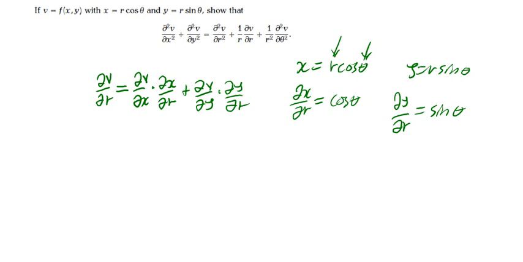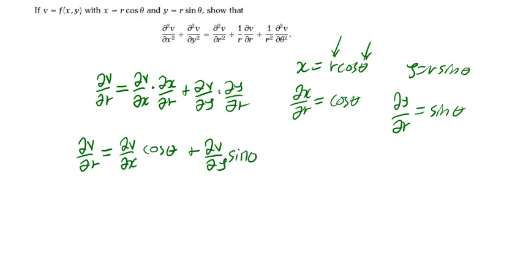So this is going to end up to be partial of v with respect to r equals partial of v with respect to x, times partial of x with respect to r. We have found cos theta. Plus partial of v with respect to y, times partial of y with respect to r, we have found sine theta, like that.